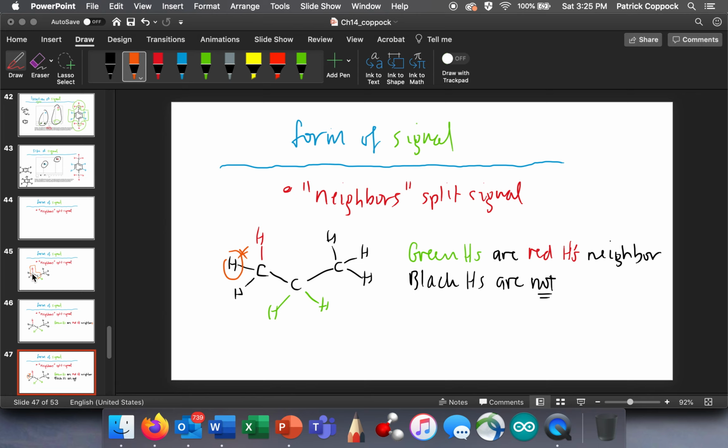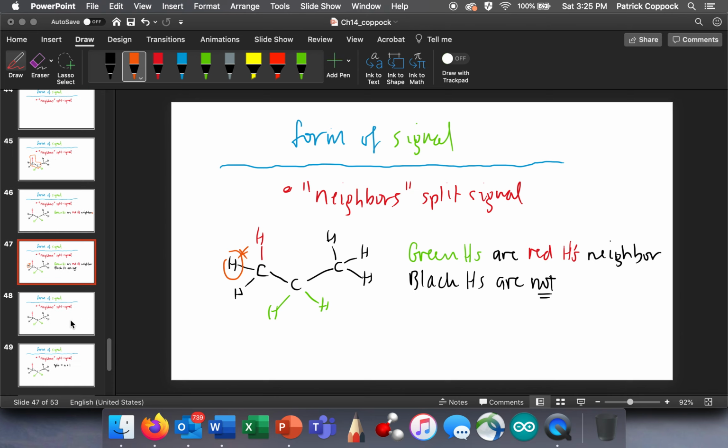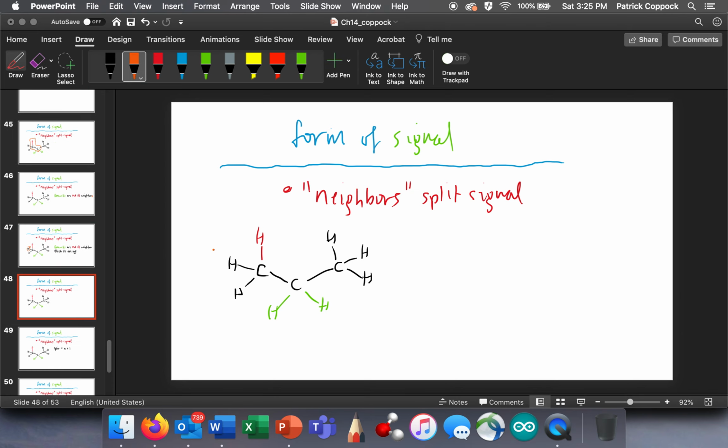All right. So now that we've got that, let's look at this a little more carefully. If we say neighbors split the signal, what does the split do? Well, the split is the number of neighbors plus 1. So let's look at this hydrogen right here. Let's look at what the next slide says. How many neighbors does this hydrogen have? Say it out loud. This hydrogen has 2 neighbors, because these greens count as neighbors. There's the one it's bonded to, and we've got to go over 1.